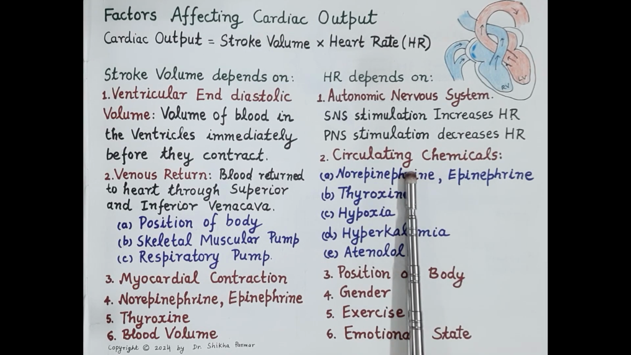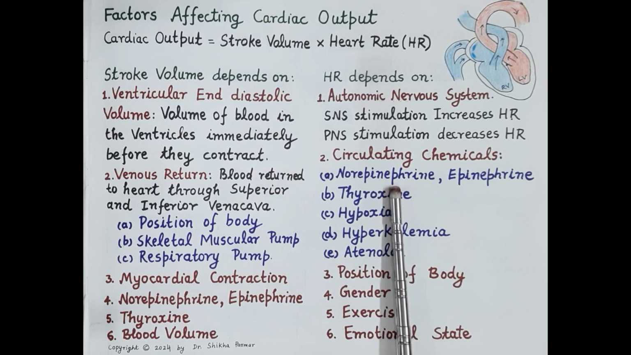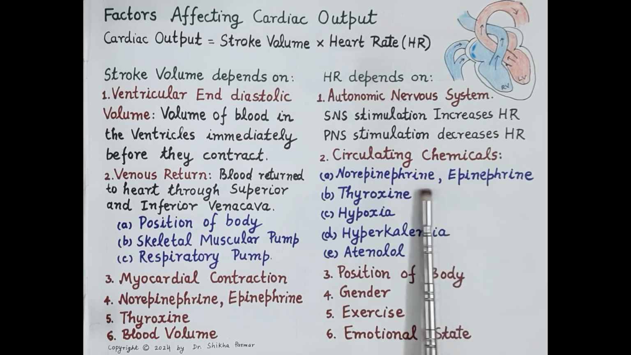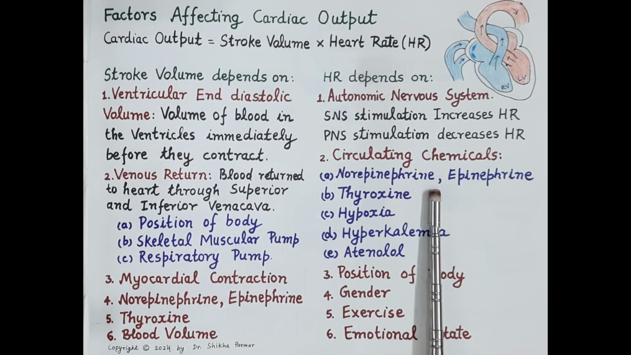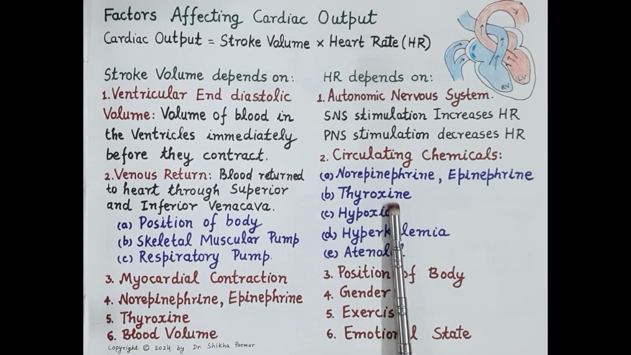Then circulating chemicals, that is the amount of certain chemicals in the blood, also determine the heart rate. For example, norepinephrine, epinephrine. If the concentration of these two neurotransmitters increases in the blood, it will automatically increase the heart rate. Then increased release of thyroxine also increases the heart rate. Then hypoxia also increases the heart rate. Then increased potassium in the blood, known as hyperkalemia, decreases the heart rate.